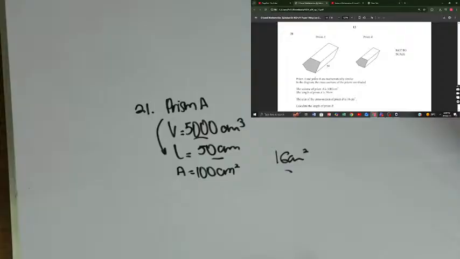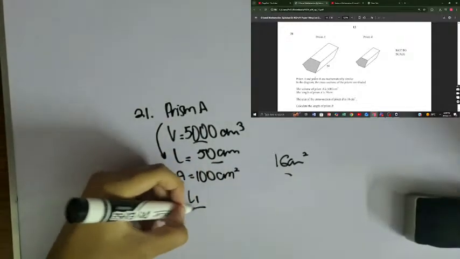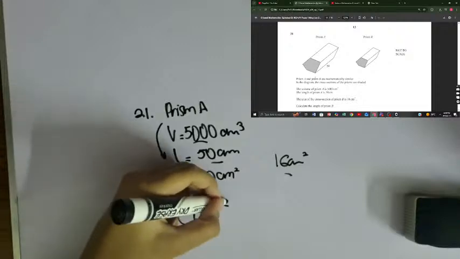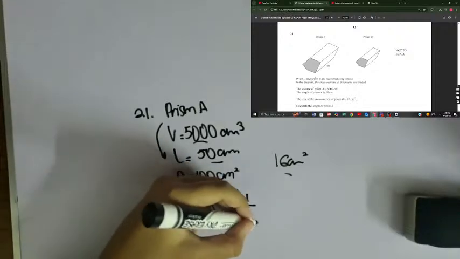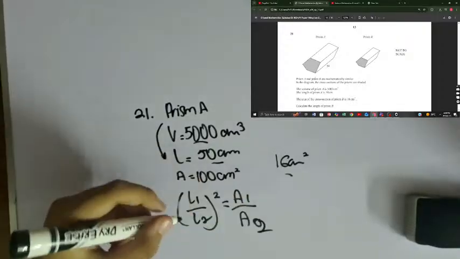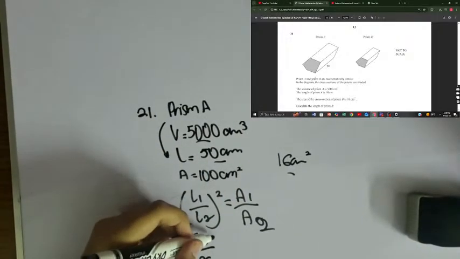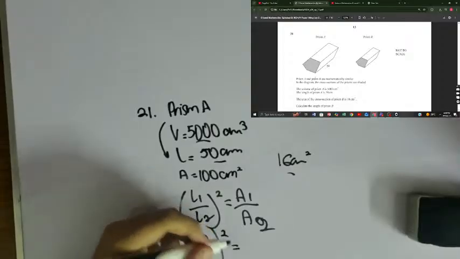So in order to do that, the simpler way is to use the correlation of areas and lengths. That means that L1 upon L2 whole square is equal to A1 upon A2, where L1 and A1 are from the same prism and L2 and A2 are from the same prism, right? So L1 is, for example, 50. And we need to find the length of prism B. 50 upon x is equal to A1.